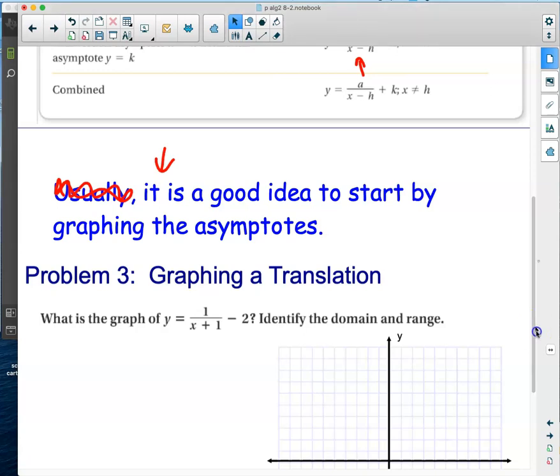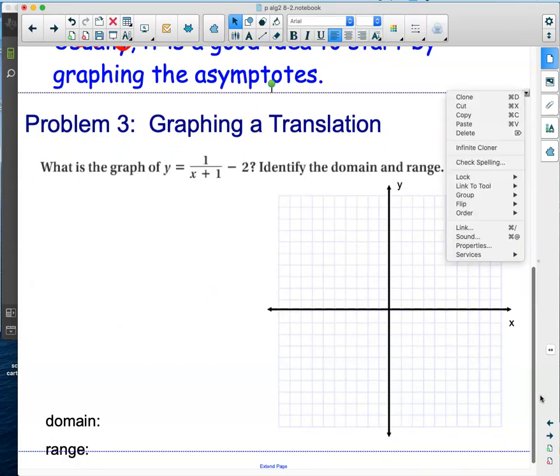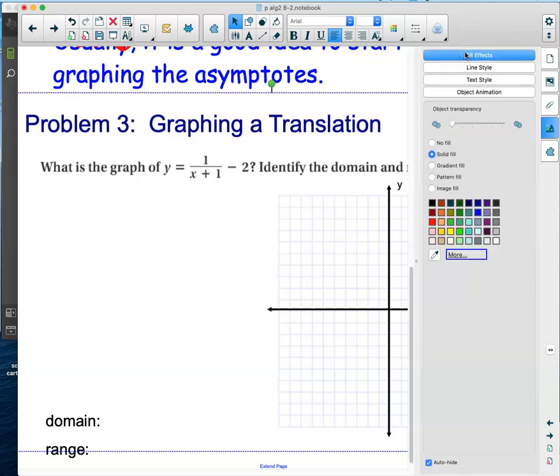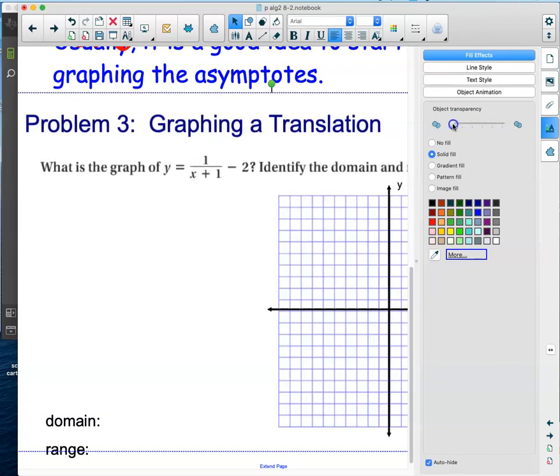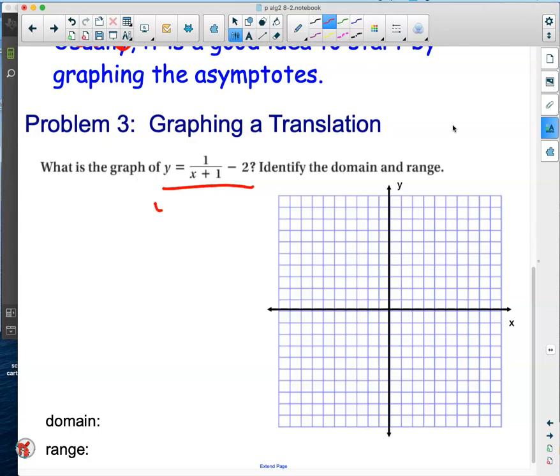So in problem 3, we're graphing a translation. As I mentioned earlier, it's quite possible that you're not needing this one and you could just fast forward through it. But again, for whatever reason, the blue from the graph didn't want to show up until I played with it a little bit. All right, so I see what is the graph of, there's my equation, and I start thinking about y equals a over x minus h plus k.